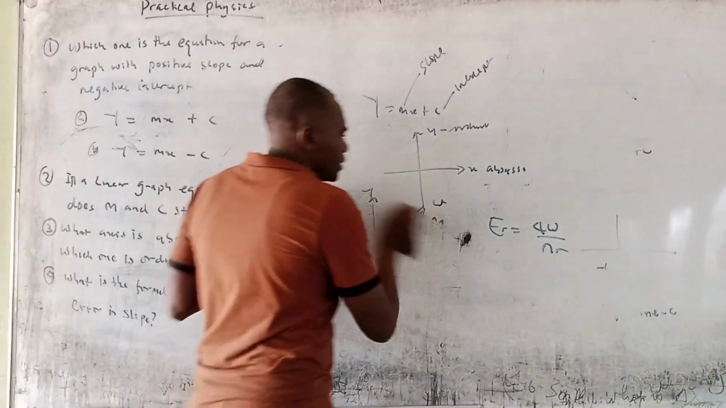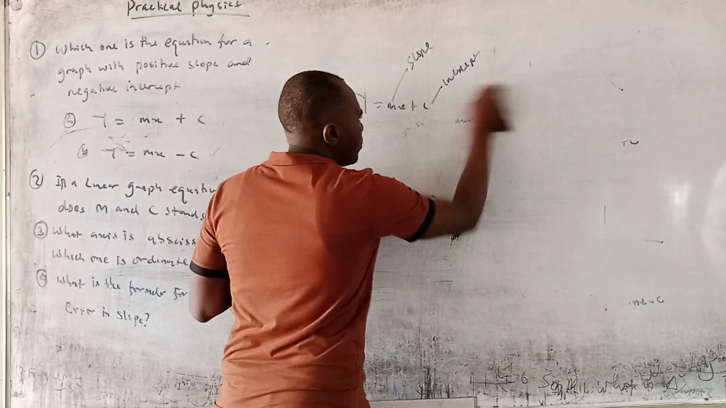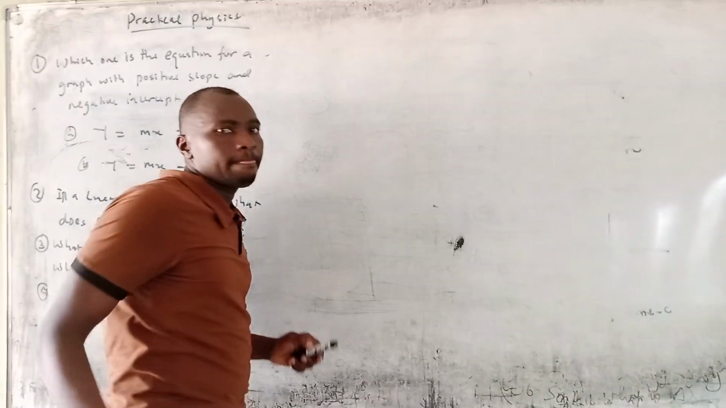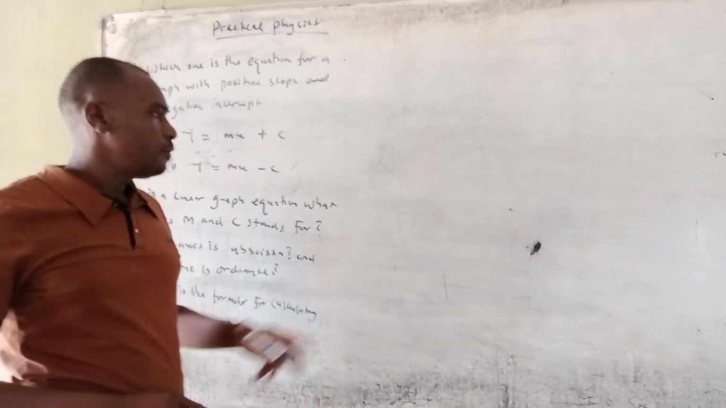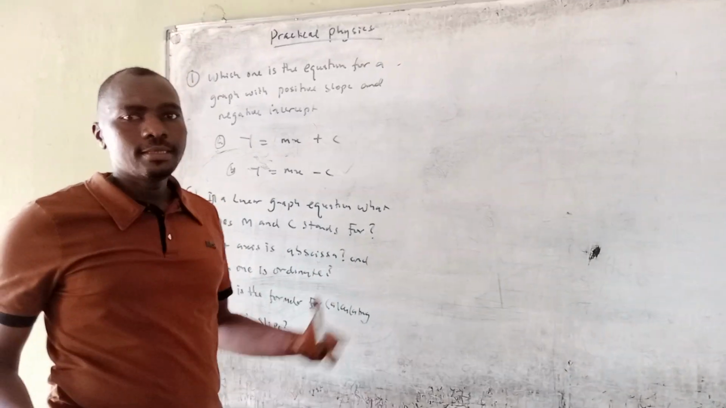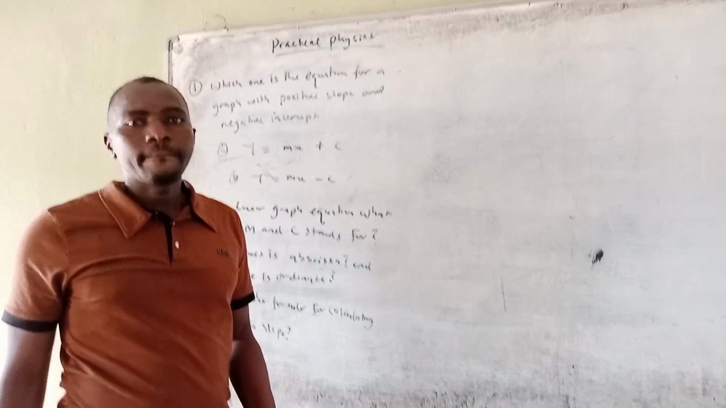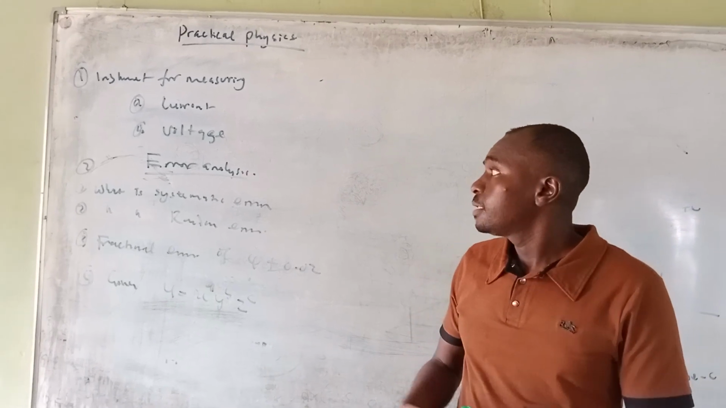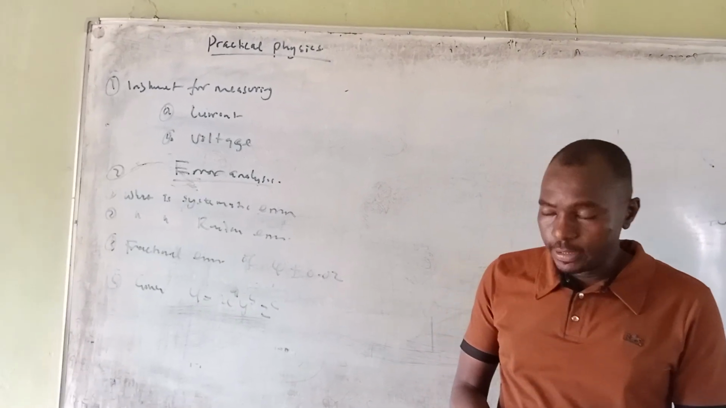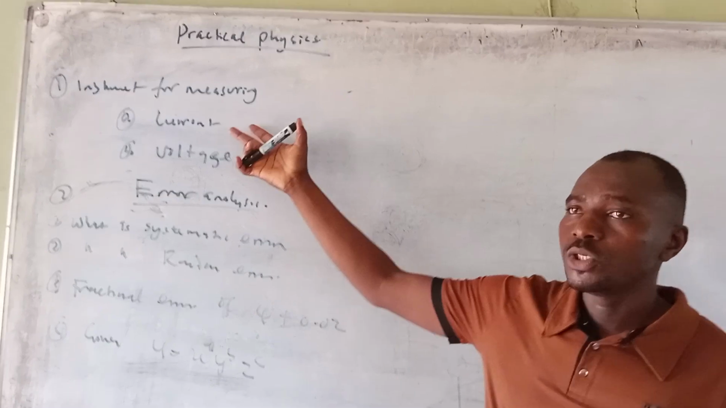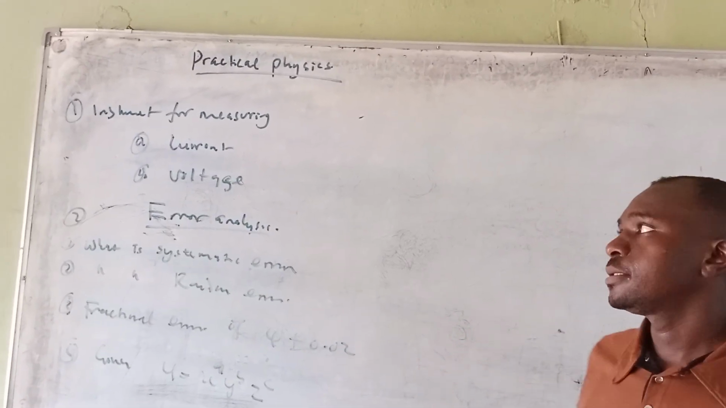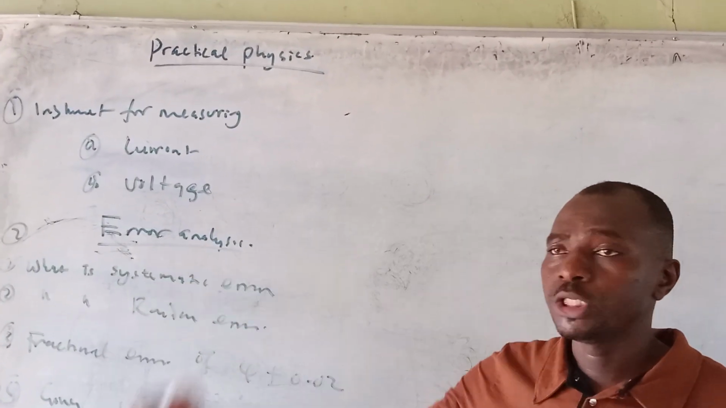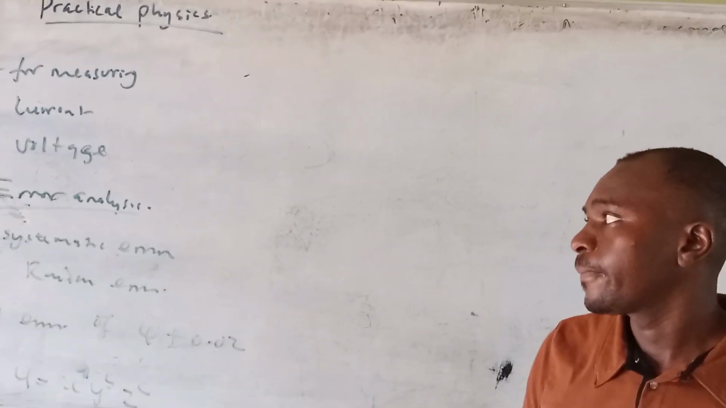Next, we are going into what is known as instruments for measuring in practicals. So we'll review instruments for measuring in practicals now. Instruments for measuring current and voltage in the laboratory. Current, we use what is known as an ammeter in measuring current, while in measuring voltage, potential difference, we use the voltmeter.